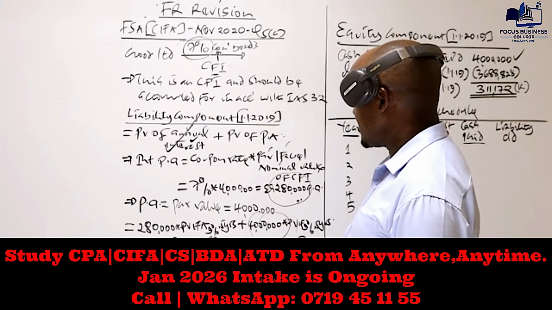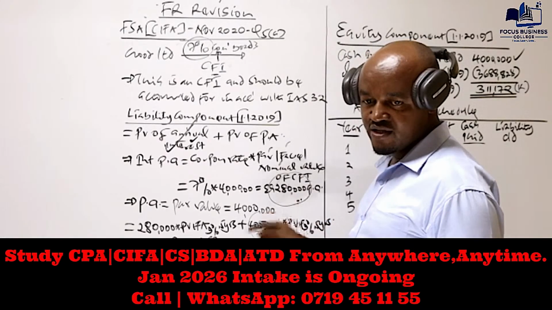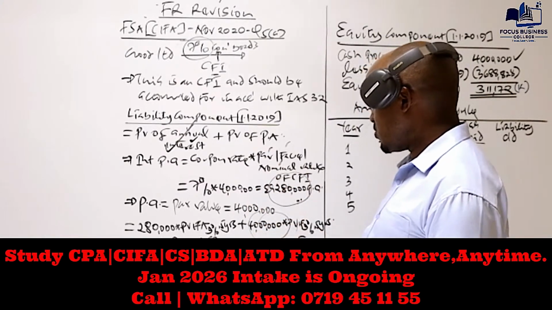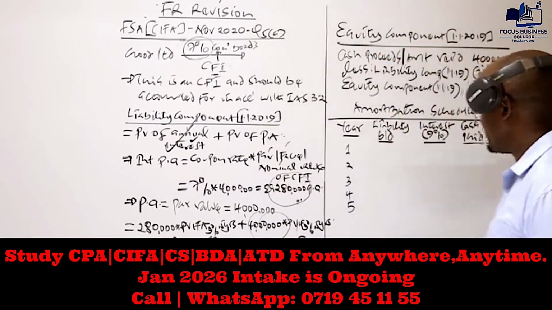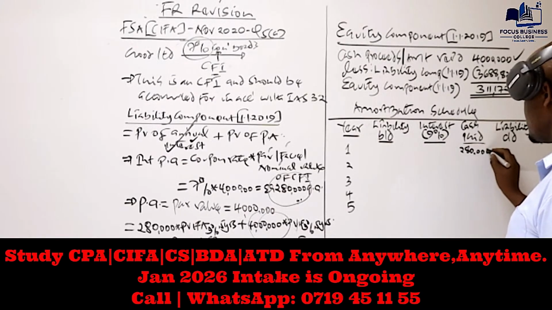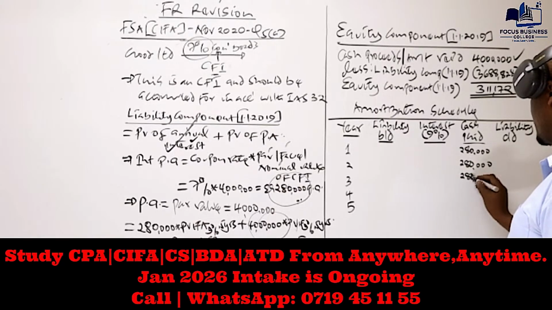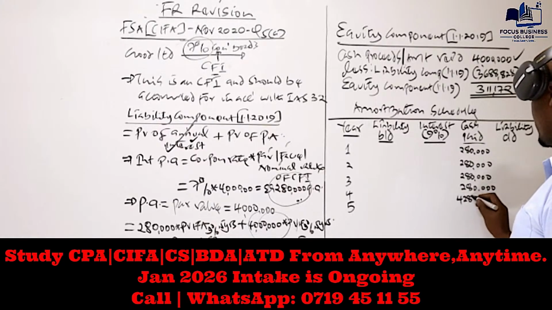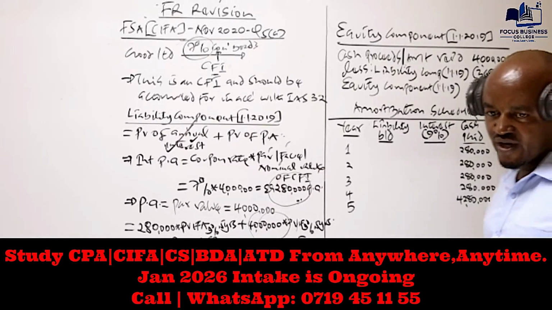Remember, you have seen our company here. In the next 5 years, the company has to pay interest of 280,000 at the end of each year. And then at the end of year 5, the company will also pay 4 million. So the cash to be paid in year 1 will be 280,000, 280,000 in year 2, year 3, and year 4. And then in year 5, the company will pay 4 million plus 280,000.